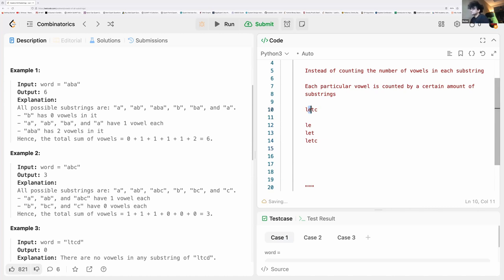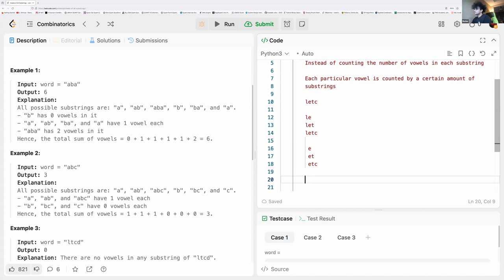We could have the leftmost endpoint be this E, and then we'd have E, we'd have ET, and we'd have ETC. So for our leftmost endpoint, we have two choices, and for our rightmost endpoint, we have three choices. So let me just write that down in particular. Leftmost endpoints, we have two choices, rightmost, three choices.